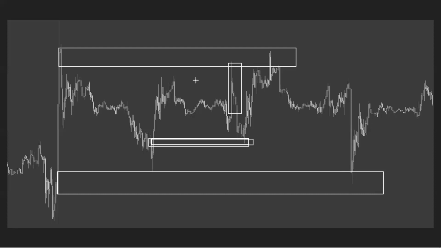So this is how price moves in a range. It's bouncing from liquidity to liquidity, and when it's ranging, you should expect that to continue until all of the liquidity is exhausted.